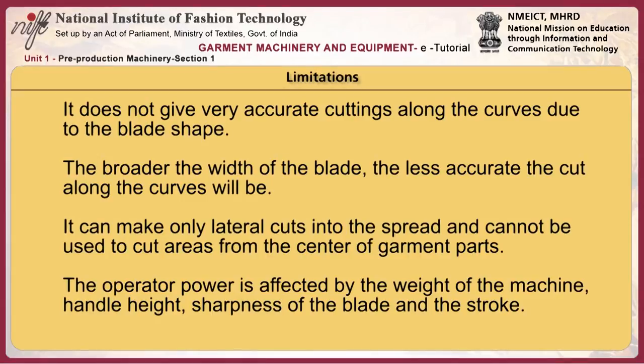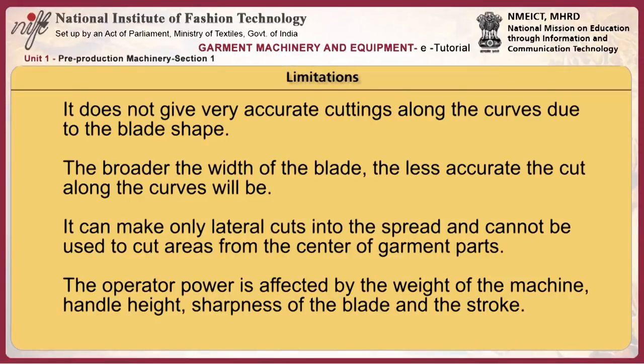The straight knife machine can make only lateral cuts into the spread and cannot be used to cut areas from the center of the garment parts. A slasher can be used for this. It cuts into the spread from above, that is vertically, without making a cut across the fabric.